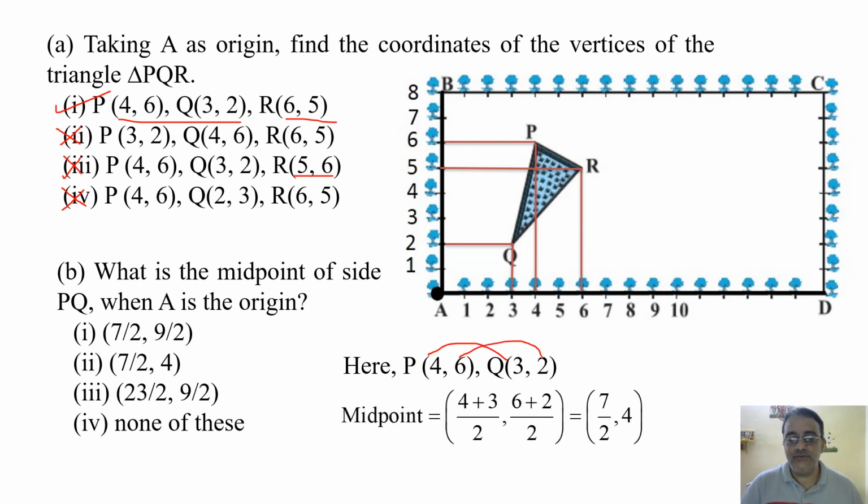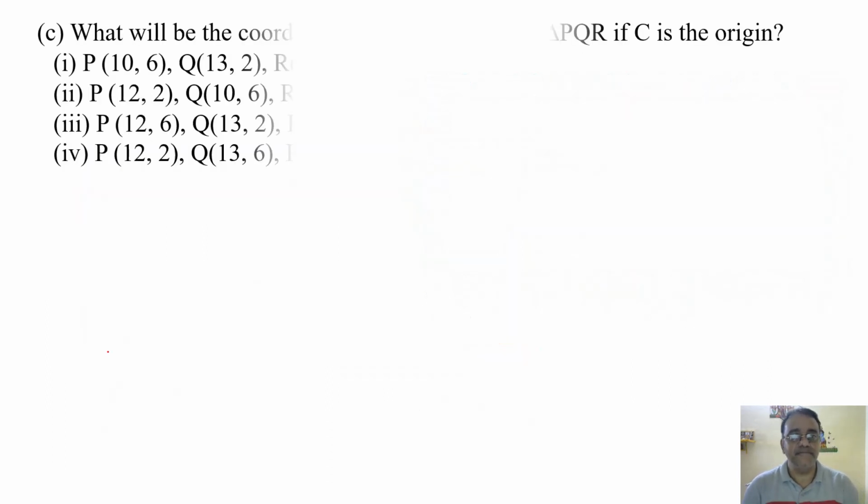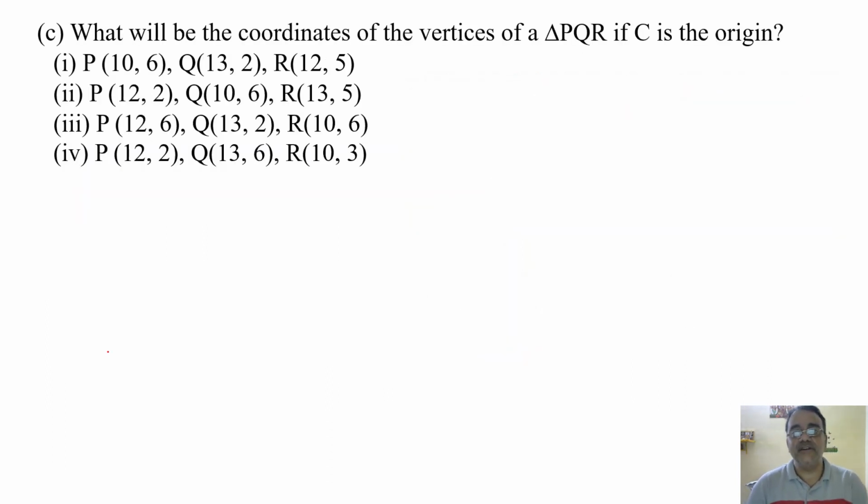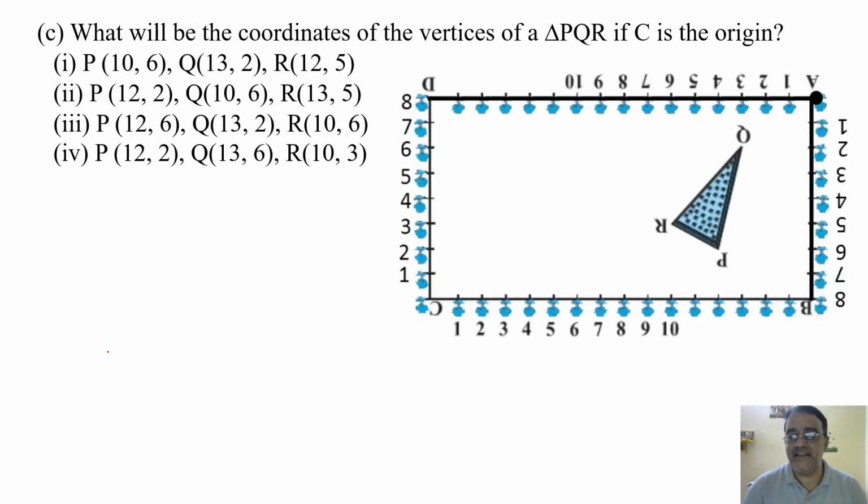That is 7 by 2, 4. And the correct option is the second one, 7 by 2, 4. Now we are moving towards the next question. What will be the coordinates of the vertices of a triangle PQR if C is the origin?